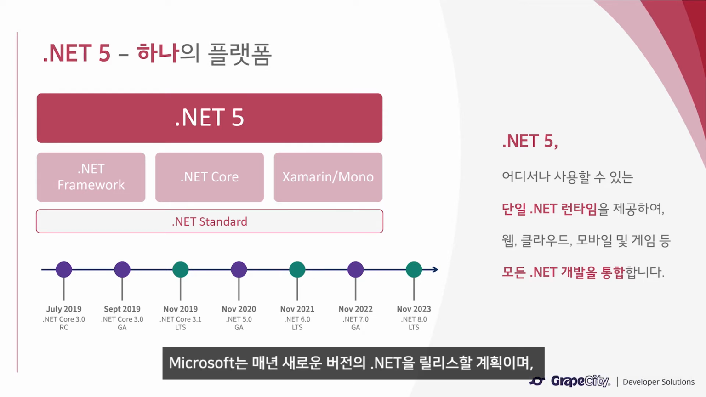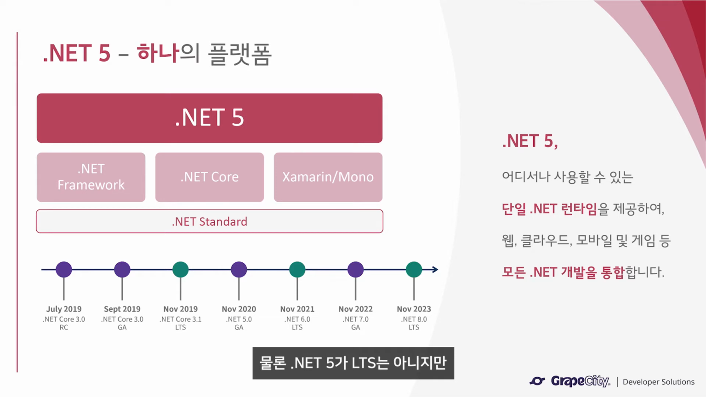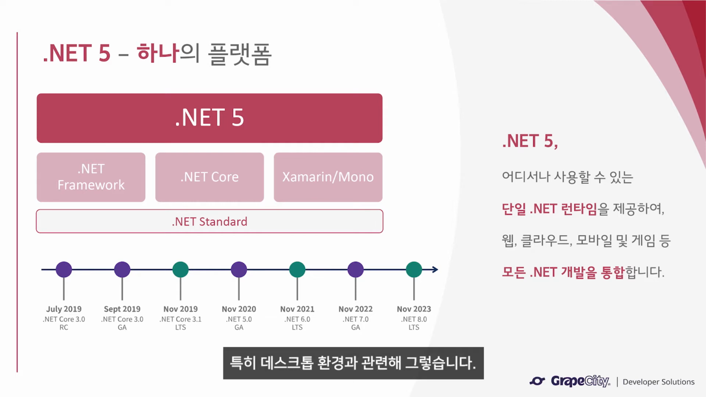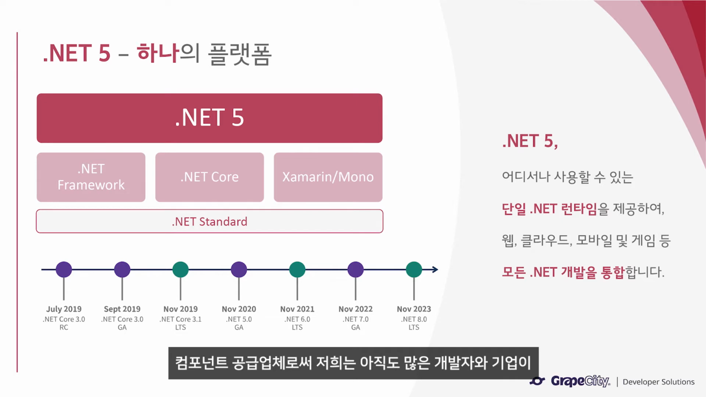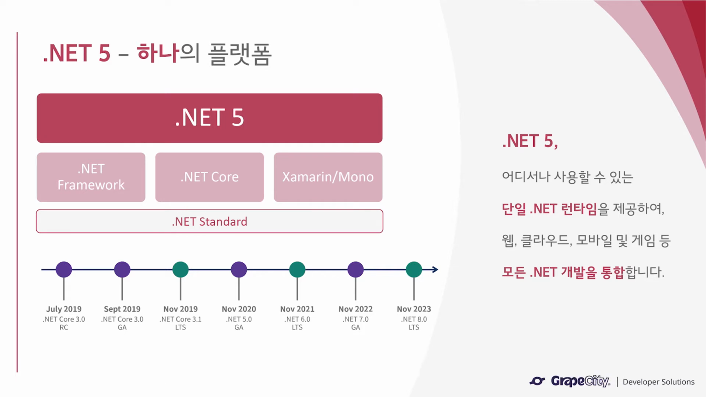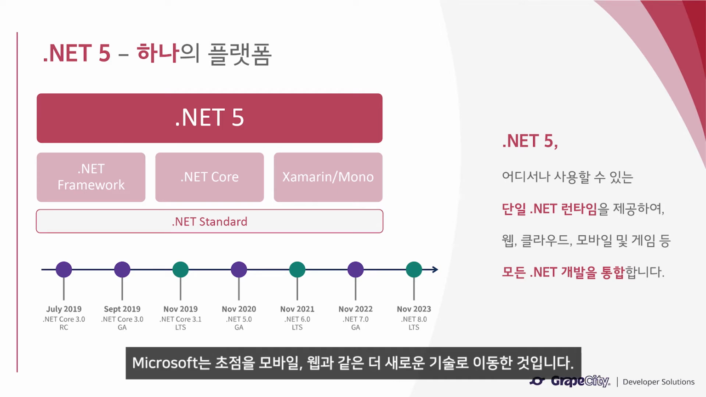Microsoft plans to release a new version of .NET every year, with every even number being considered LTS, which means long-term support. Even though .NET 5 is not LTS, this release of .NET 5 is probably the most exciting thing that has happened in the .NET world, especially for desktop development. As a component vendor, we still see a lot of developers and enterprises working with WinForms and WPF, and those platforms matured 10 plus years ago, so there was very little need for Microsoft to do much for them. It wasn't that Microsoft was ignoring those platforms, they just became stable and complete. So Microsoft shifted their focus to newer technologies like mobile and web.